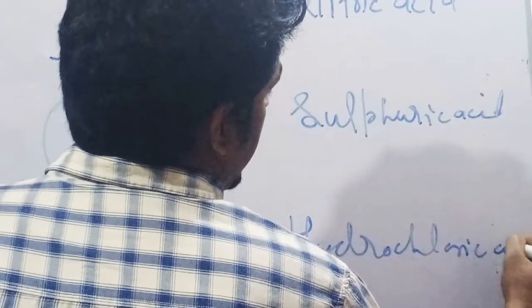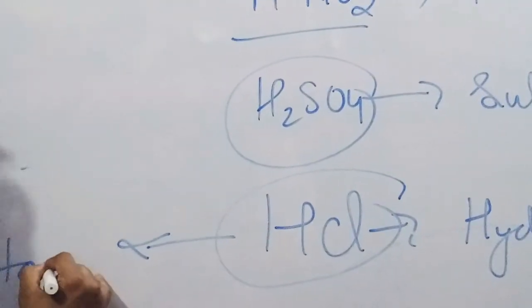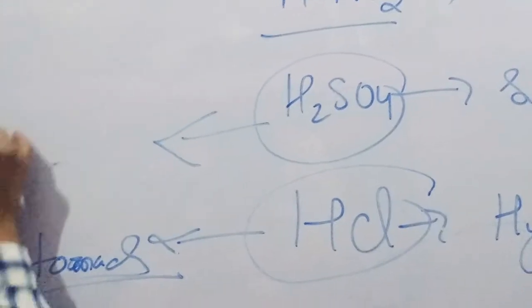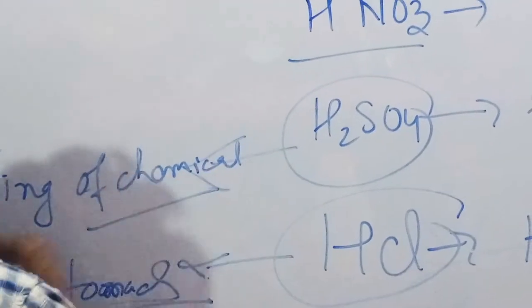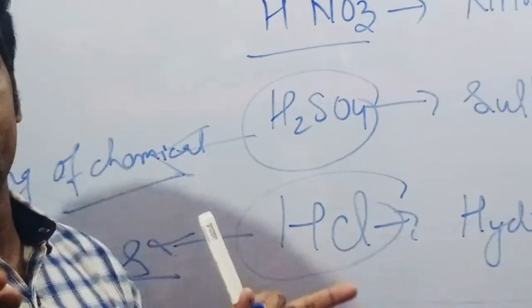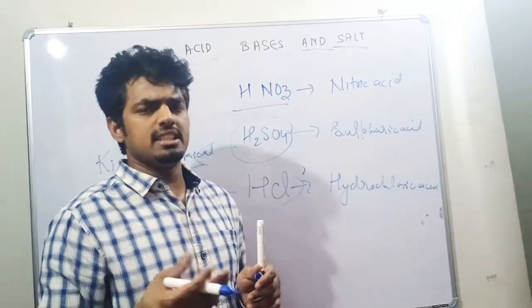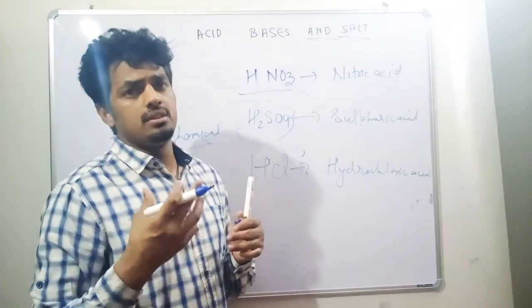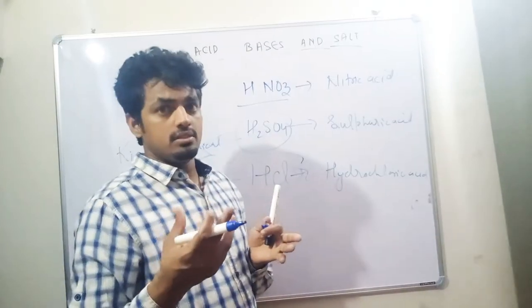hydrochloric acid. This acid is found inside our stomach. This acid is also called king of chemicals. King of chemicals. Some acids are used in a battery also. So we can say that there are some acids which are very beneficial for human lives, and there are some acids which are very dangerous for us. Some can even burn our skin.